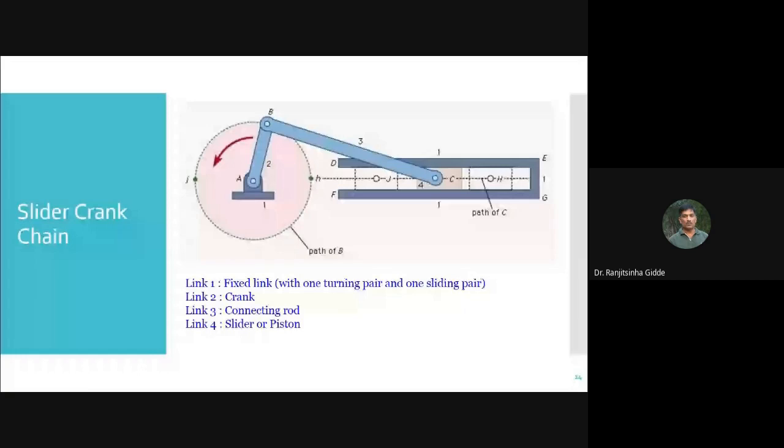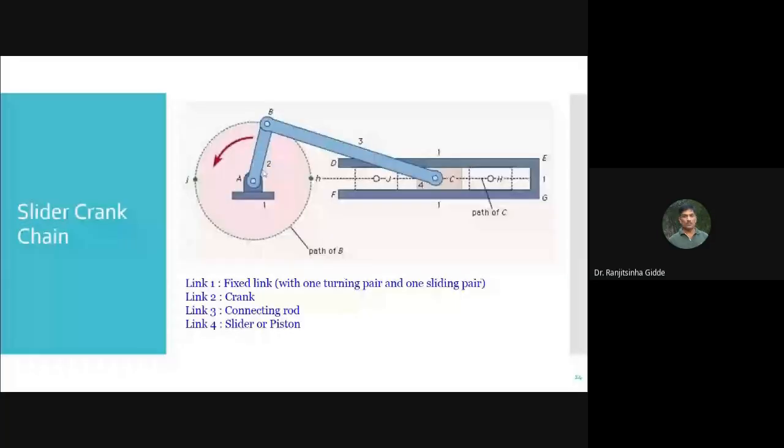Okay. Here you can see slider crank chain. In detail we are going to study this, but what is slider crank chain? For understanding purpose, we will visualize it immediately. So this is crank, this is connecting rod, this one is the piston. So this is sliding pair. Sliding pair means this is the piston and this one is the cylinder.